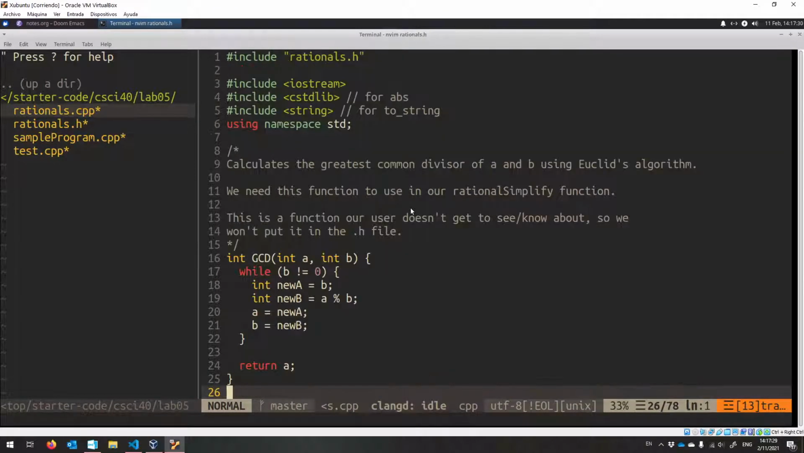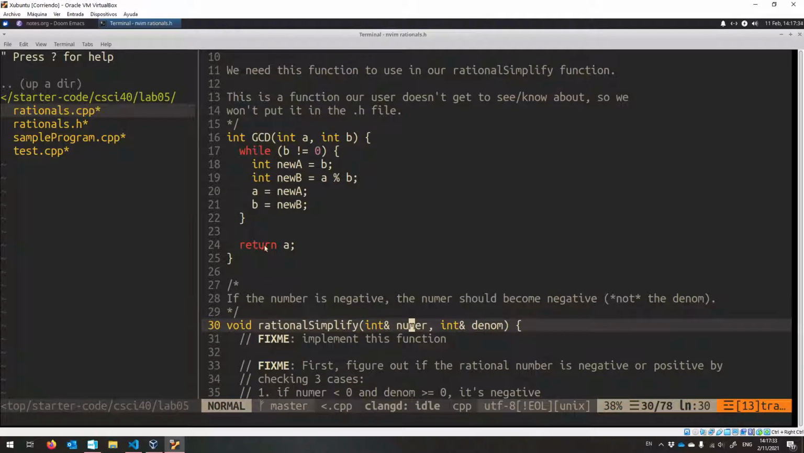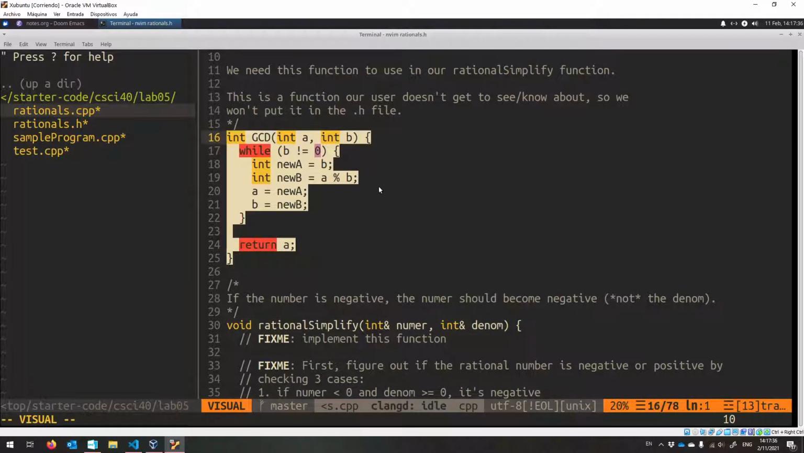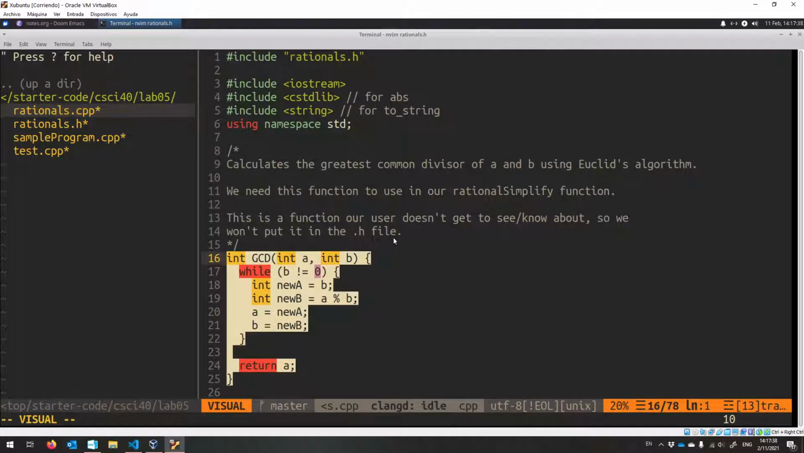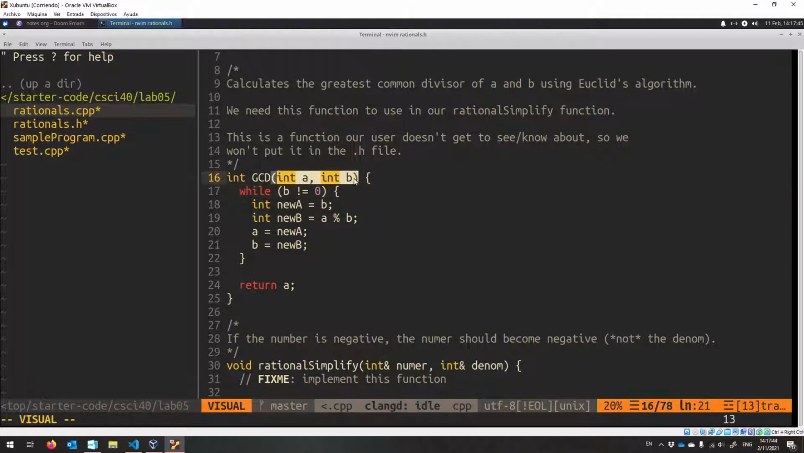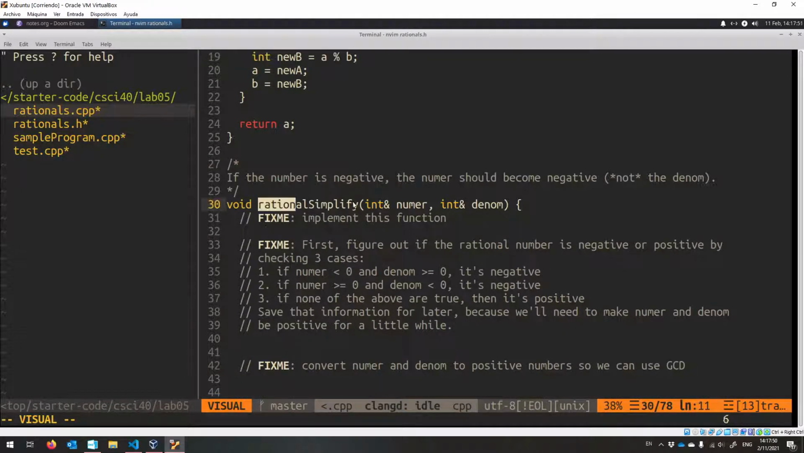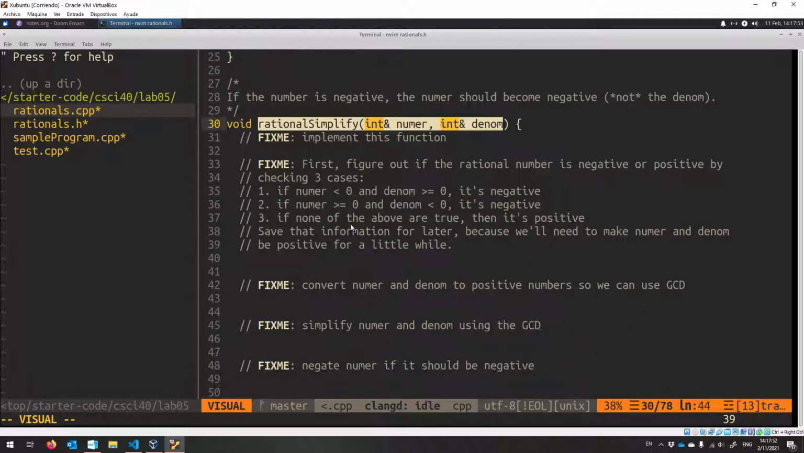Okay, so the first one is simplification. That one's not too bad because the greatest common divisor, which I've implemented for you, does all the work. Okay, this calculates the greatest common divisor of a and b, and that is that. And these numbers that you give to GCD have to be positive. They have to be non-negative. So we have to deal with negative things first in this function. Okay. So just follow all these comments. It's going to work out.